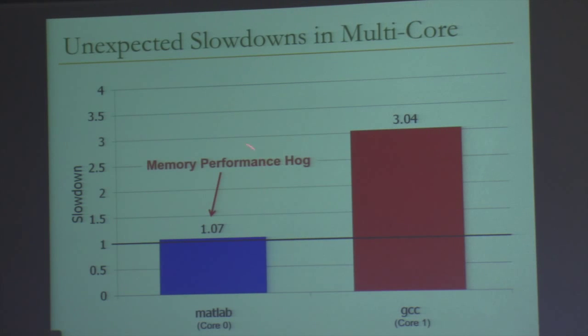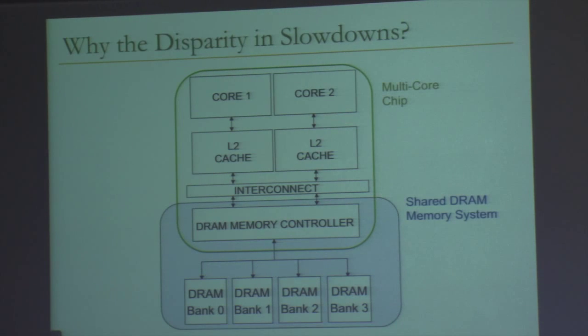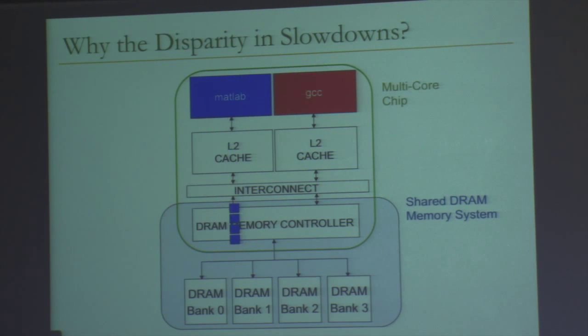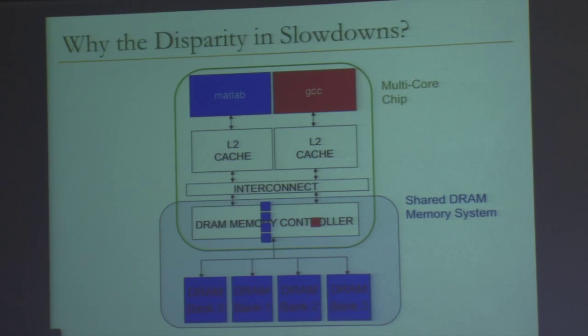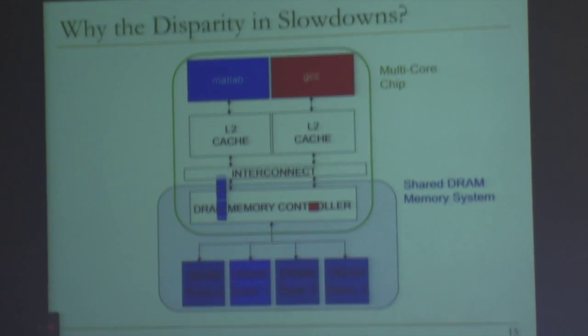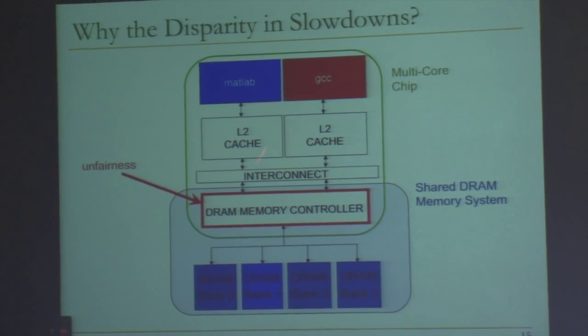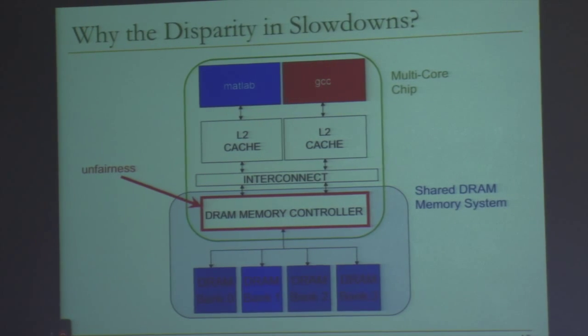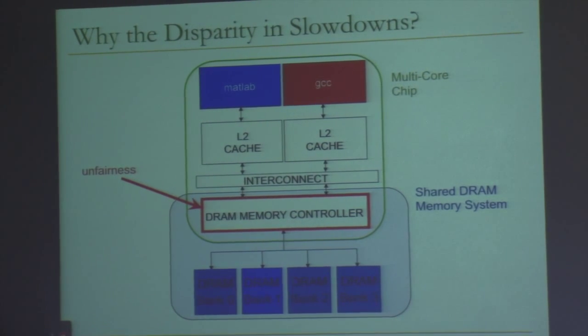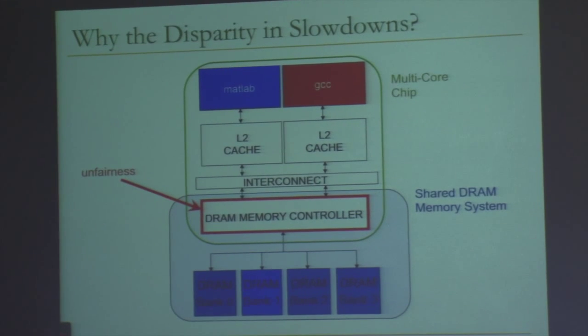And this is because some application is hogging the memory system. It is generating lots of requests that are delaying the requests of GCC. In this particular case, MATLAB is generating a lot of requests with good locality. GCC is once in a while generating requests that may or may not have good locality, but the DRAM memory controller is unfairly prioritizing MATLAB because it's really not aware of these different cores. It's really not aware of these different hardware contexts that are generating requests.